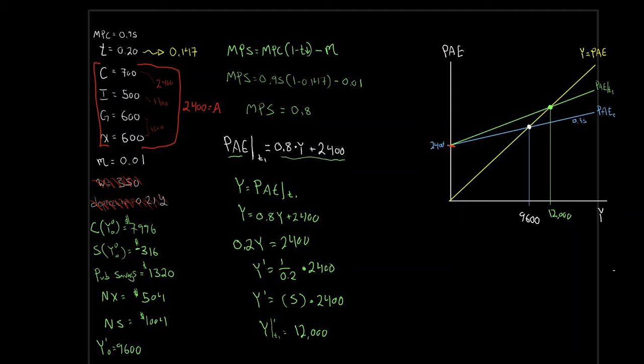What I would encourage you to do, just to check your skills with this, is, given this new level of equilibrium national income, find out what is our new consumption. How has consumption changed given a change in taxes? How has savings changed given a change in taxes? How has our public savings changed? How has our net exports changed? Our national savings changed? And of course, we have our new equilibrium, sorry, not y naught, y prime given T1 of 12,000.